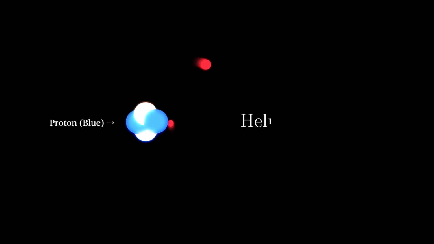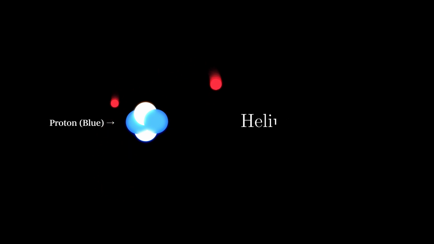The atomic number of an element is crucial. It indicates the number of protons in an atom's nucleus, which defines the element. For example, helium has an atomic number of 2, meaning every helium atom has 2 protons.